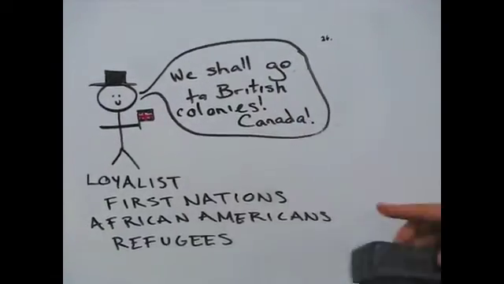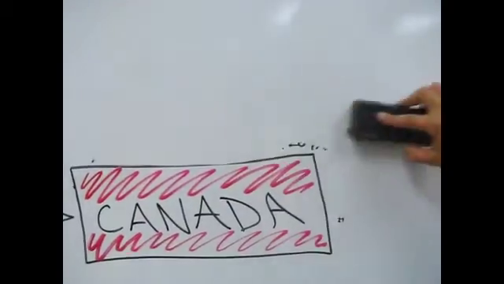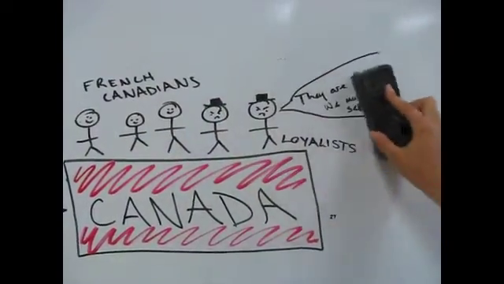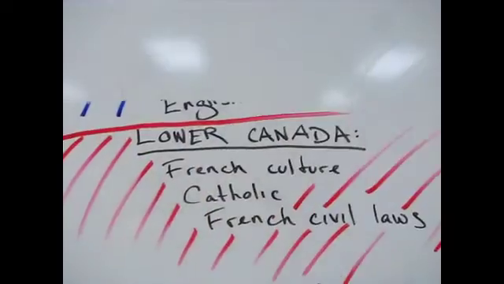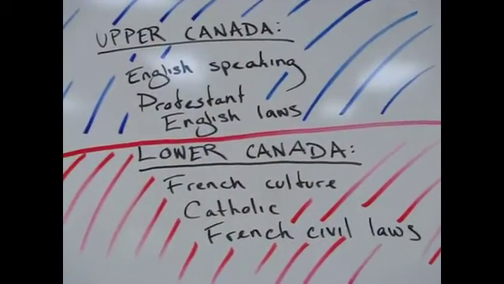Loyalists created problems for Britain because they demanded to be ruled separately from the French-speaking Canadians. In 1791, the Constitutional Act was passed dividing Quebec into 2 colonies, Lower Canada and Upper Canada. Lower Canada kept French culture, Catholic religion, and French civil law, and Upper Canada was English-speaking, Protestant, and kept English laws and institutions.